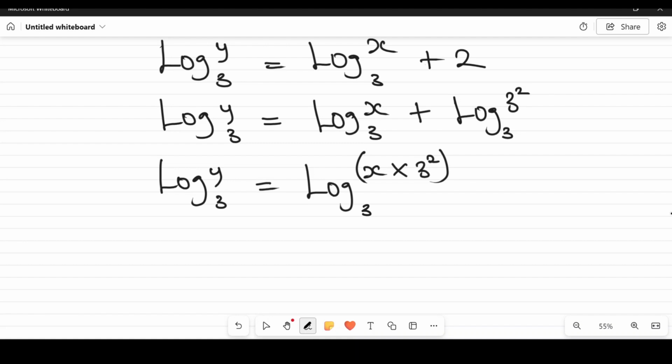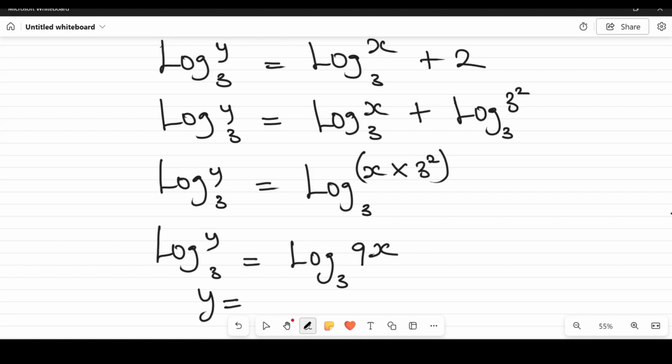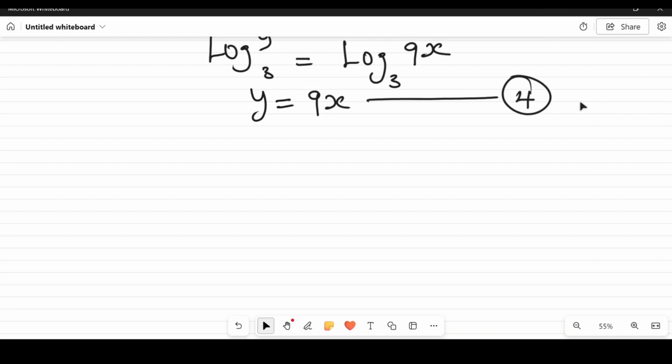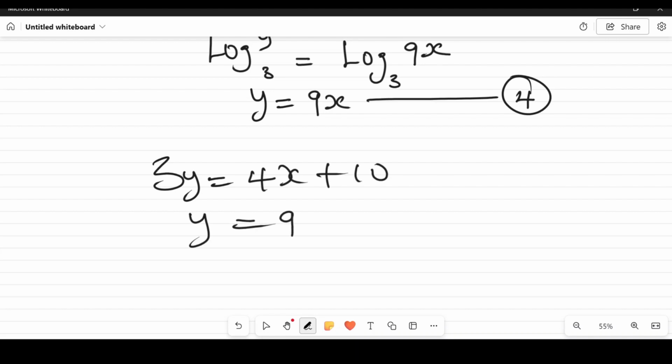Here we can simplify further as log y in base 3 equal to log 9x in base 3. Now if you see, our logs are of the same base, so therefore the equation becomes y equal to 9x. Let me call this equation 4. So we have 3y equal to 4x plus 10 and y equal to 9x.